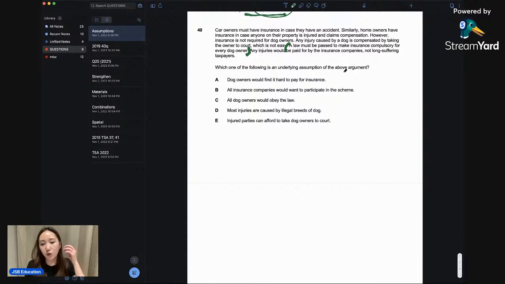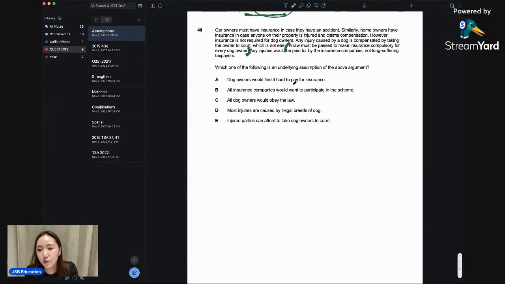So again, let's reorganize. Imagine you're arguing that out with a friend. You're basically saying to your friend, it's ridiculous that these dogs don't have insurance made as a law for them, because if that were a law, then it would be paid for by the insurance company instead of us, right? So that's the argument they're making. Now let's go through and see what we would need for this argument to make sense.